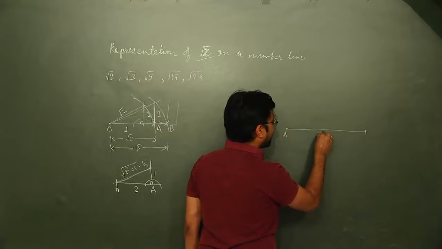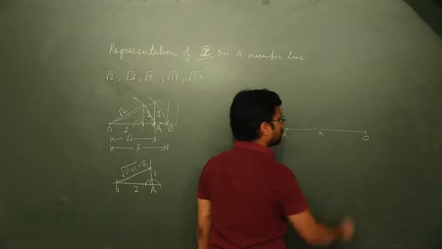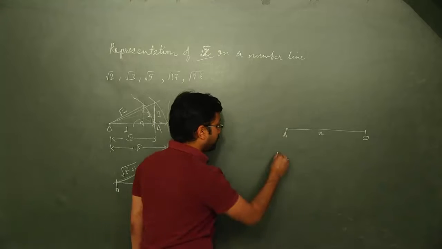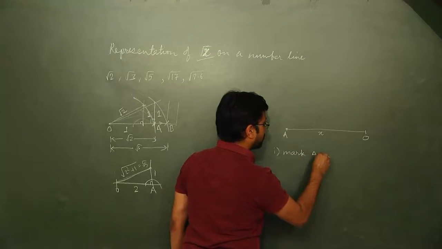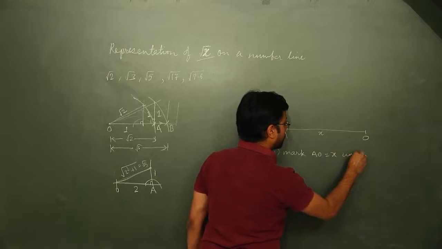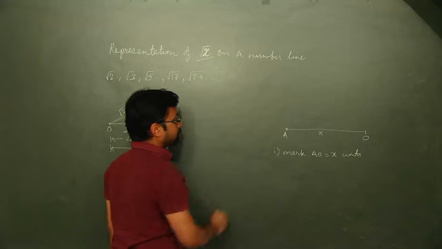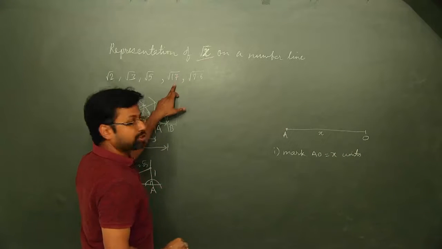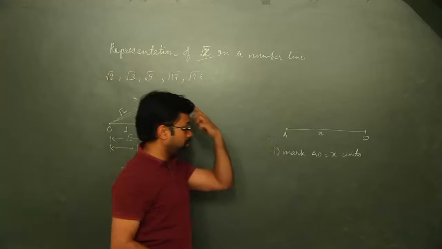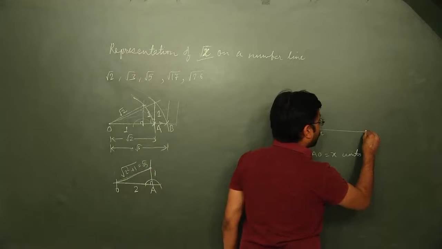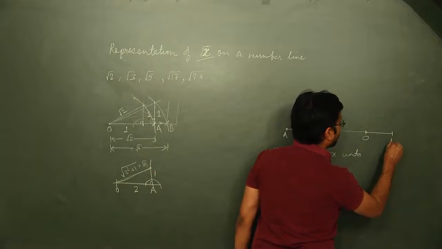You mark x distance as O. So you have mark AO is equal to x units. You forget the square root sign. Whatever the number is there inside the square root, you take that much distance on your scale and you mark it out. At O, you extend this line by 1 unit.